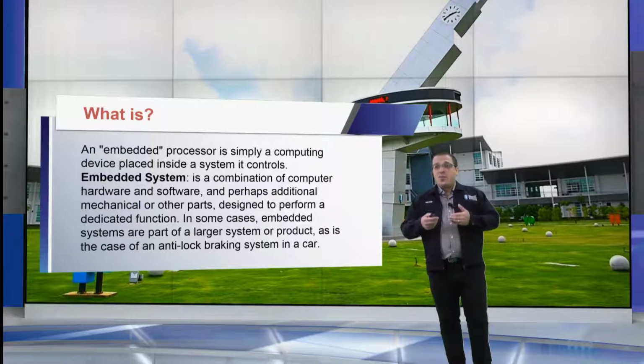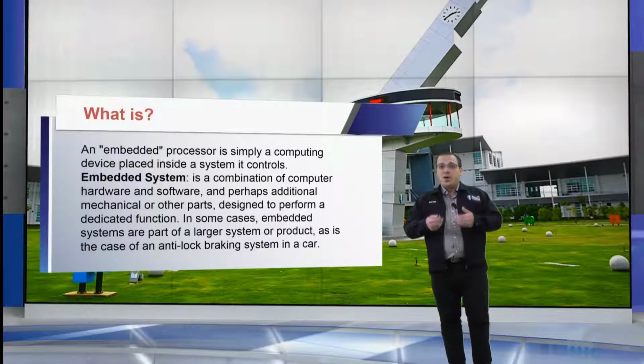When we speak about microcontrollers and microprocessors, this is part of what's called an embedded system. So what is an embedded system? An embedded processor is simply a computing device placed inside a system that it controls. Nowadays, the controlling system is part of the complete system. So when we say embedded system, that means the controlling system is embedded inside the general system.